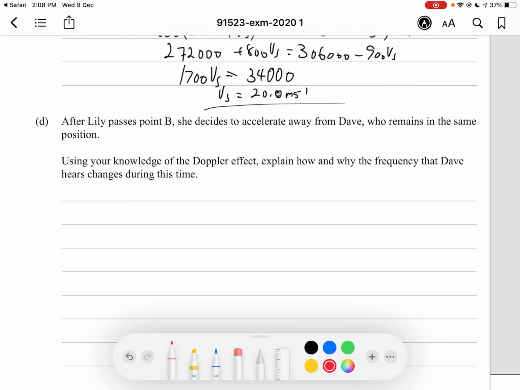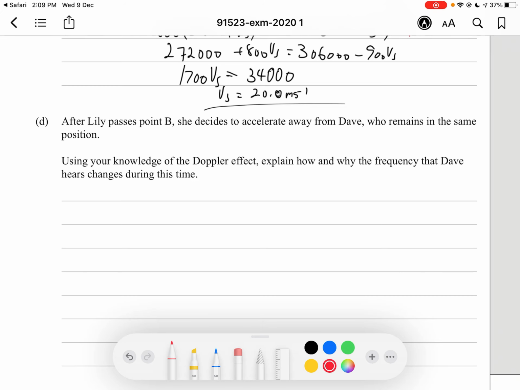However, when Lily is speeding up, the relative velocity away from Dave will increase. That means that each unit time, the car is moving a larger distance than it was before, meaning there's a larger distance between the previous wave and the new wave being produced. That means the observed wavelength is going to further increase, which means the observed frequency is going to further decrease as the car speeds up.